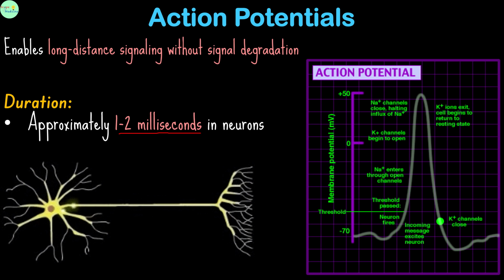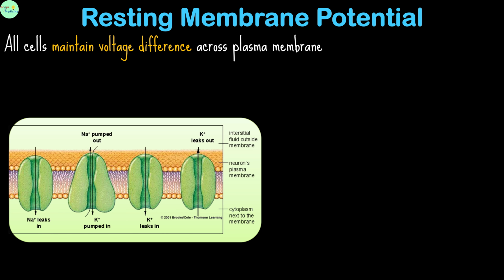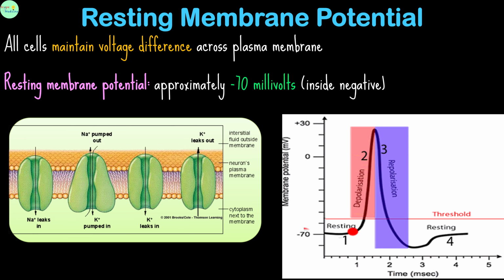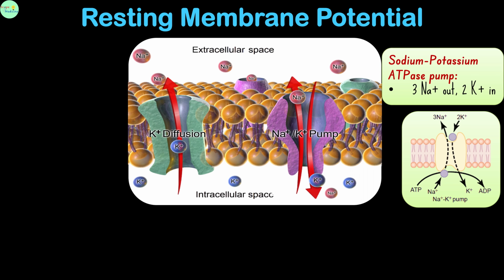All cells maintain a voltage difference across their plasma membrane. The resting membrane potential of a typical neuron is approximately negative 70 millivolts, meaning the inside of the cell is negative relative to the outside. This resting potential is generated by two main mechanisms. First, the sodium-potassium adenosine triphosphatase pump actively transports 3 sodium ions out of the cell and 2 potassium ions into the cell, creating concentration gradients.